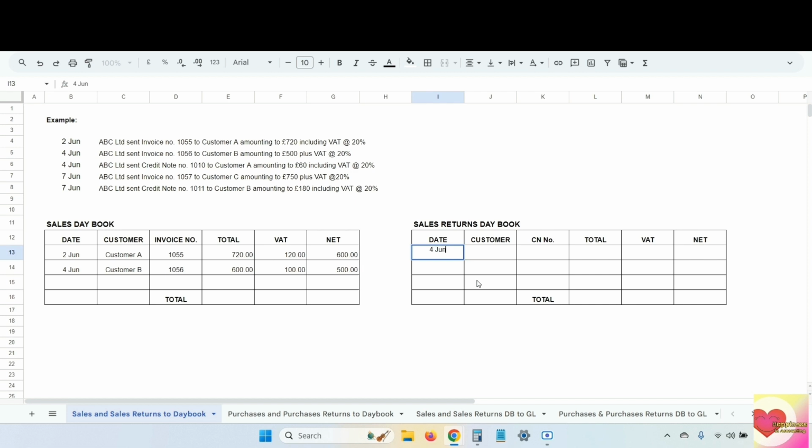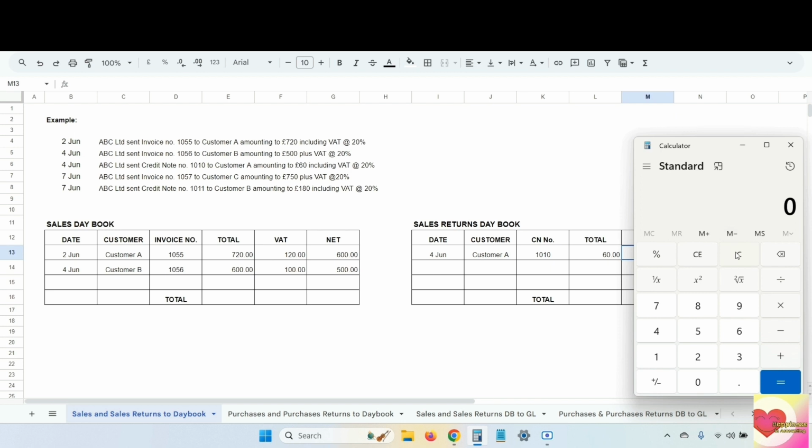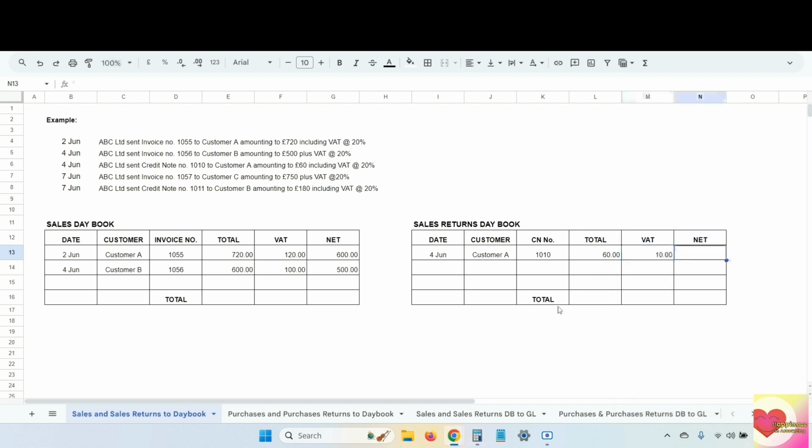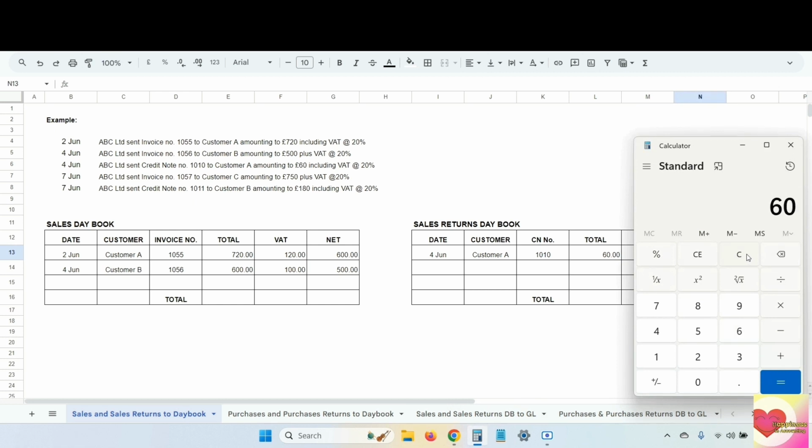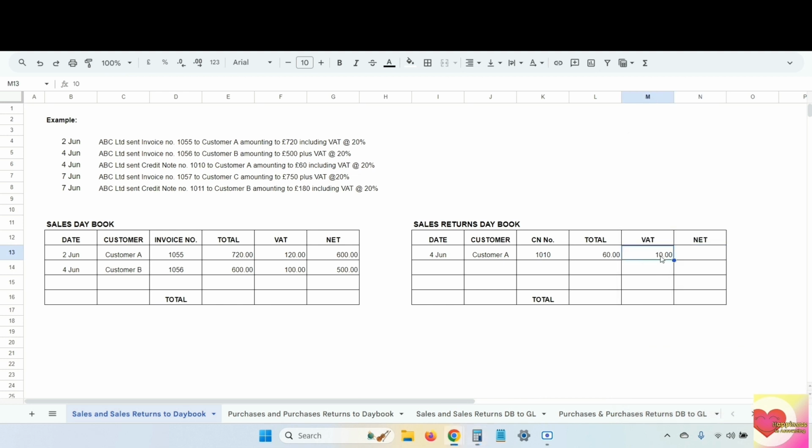Let's enter the details like date, customer name, and credit note number. And the amount in the total column. Let's get the VAT from the gross amount 60 divided by 6 equals 10, and that is our VAT. Let's get the net amount from the total 60 divided by 120% or 1.2, and we got 50. Again, let's double check by adding VAT and net amount should be equal to the total amount.